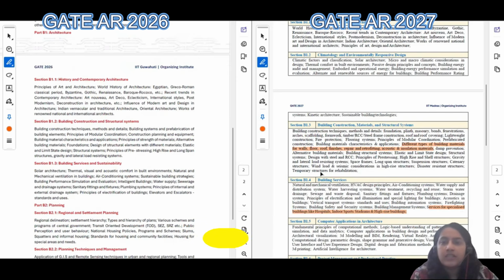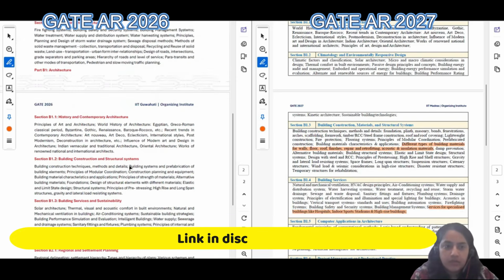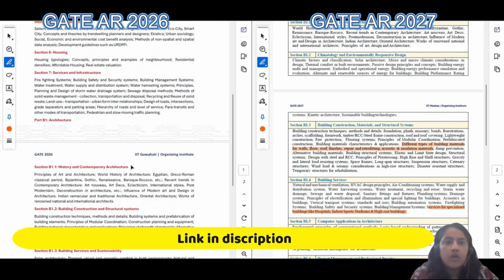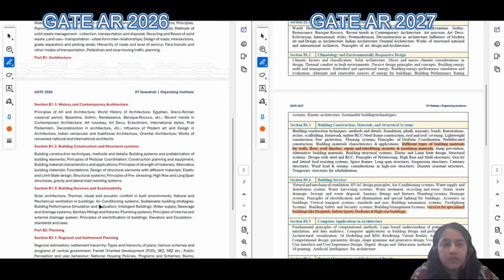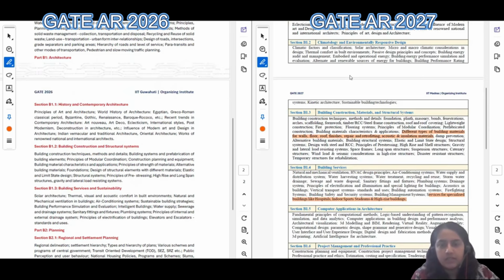So, this building services, if you see from your section B 1.3, building services and sustainability, this building services has been separately carved out, and your climatology has been separately carved out, has been created. There are now two separate sections created.